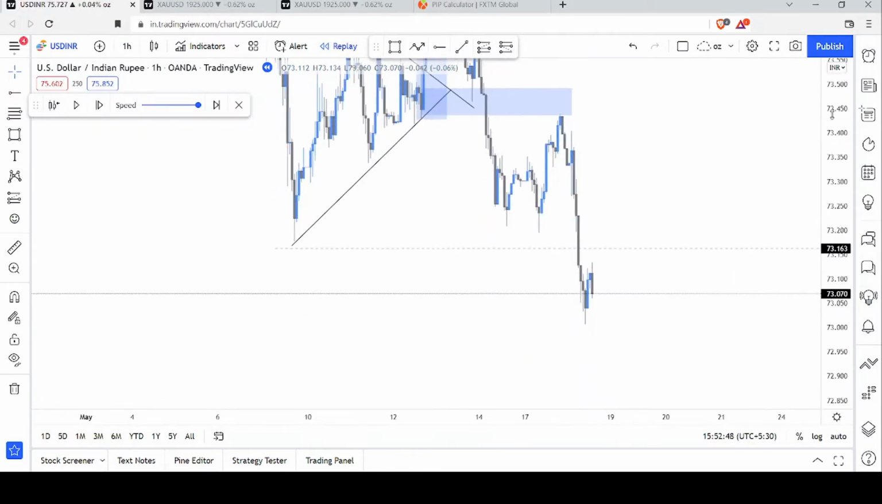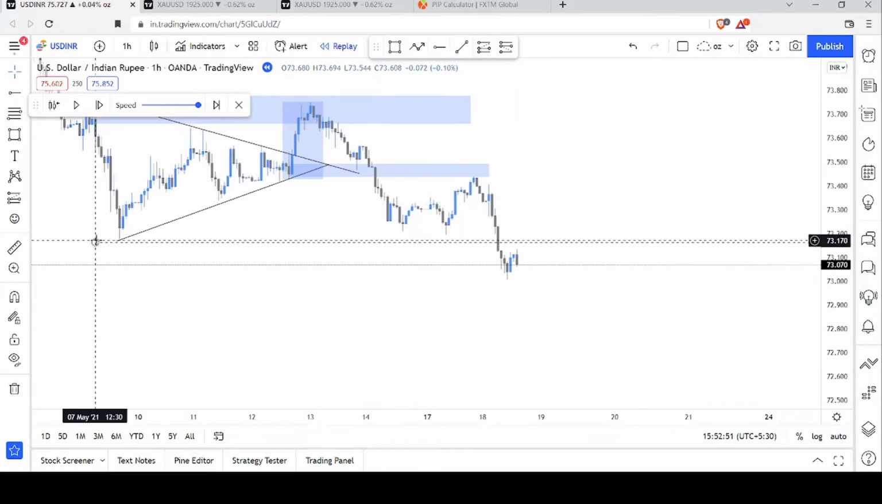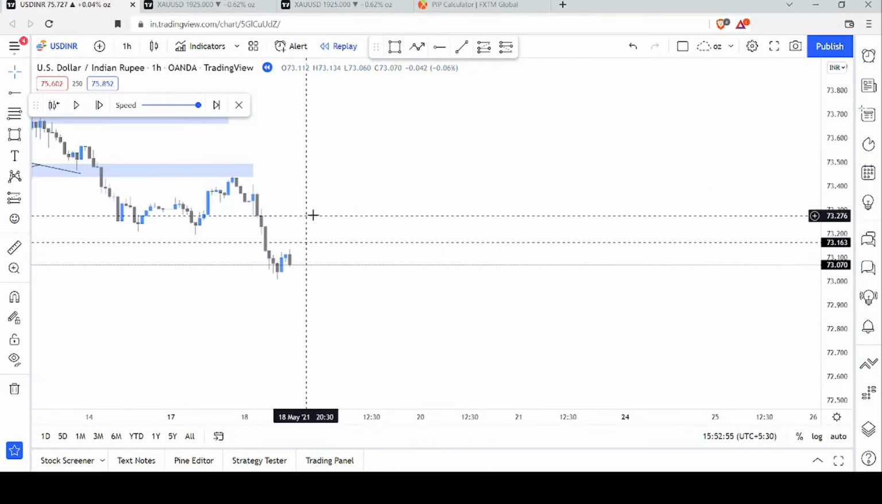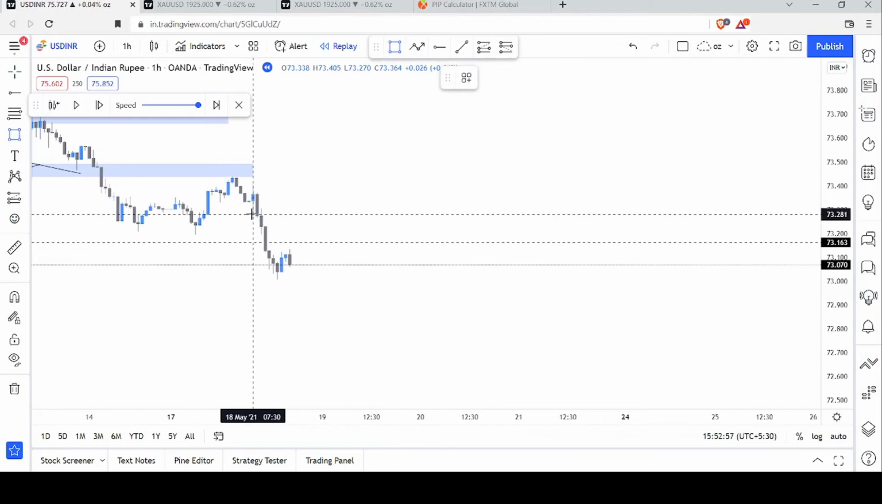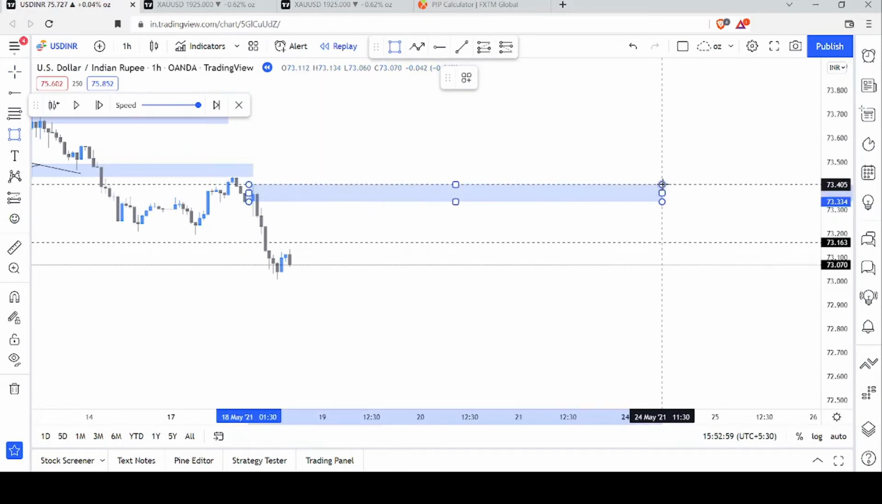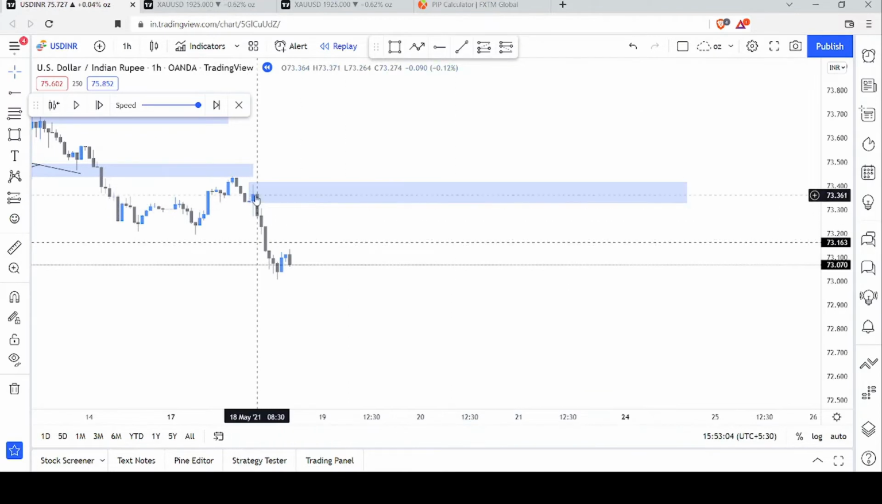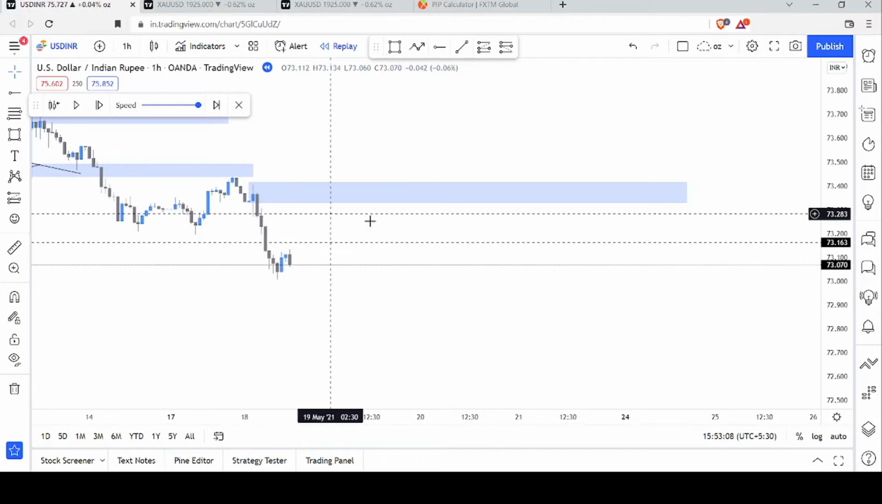So what do we have here now? We have a break of structure right here. Where is this coming from? Where is the last order block? Right here. How am I taking this zone? You could also take just a wick alone. How are we taking this?